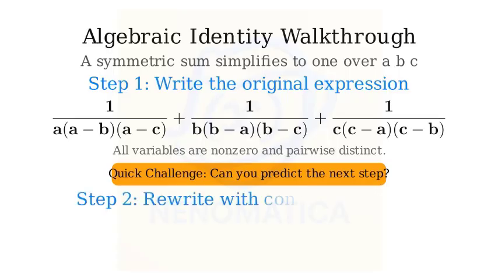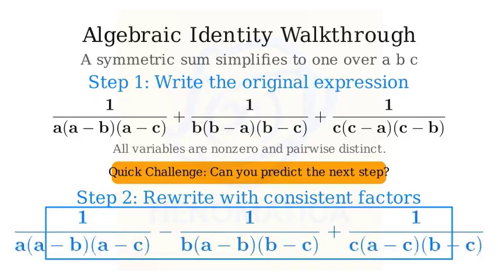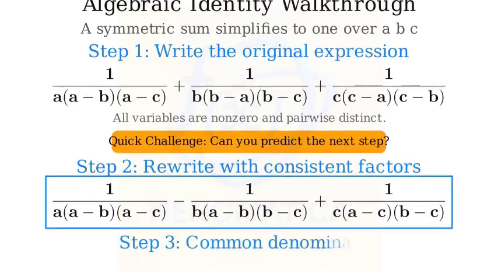Step 2. Rewrite the second and third terms using sign flips so all factor patterns match. We use b minus a equals negative of a minus b and c minus a equals negative of a minus c. Step 3. Combine over the common denominator, a, b, c times (a minus b) times (a minus c) times (b minus c).